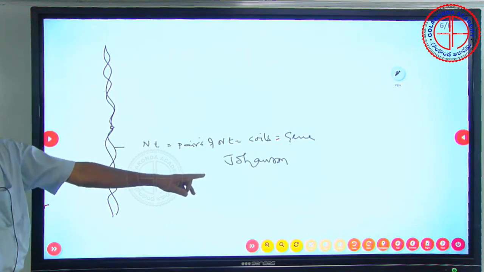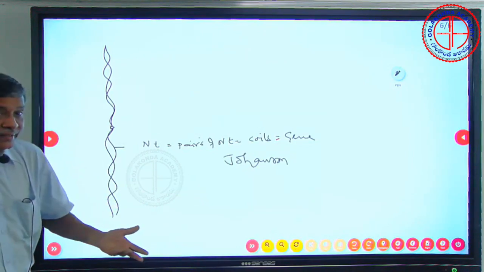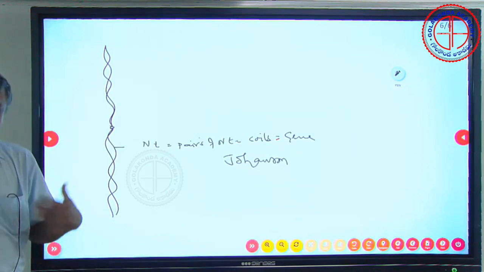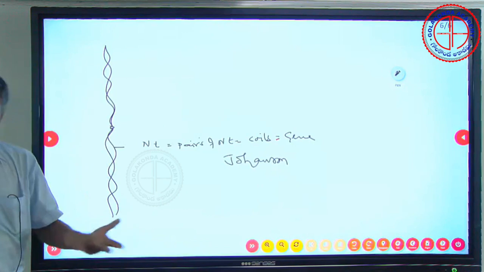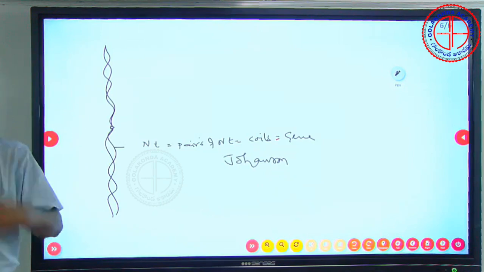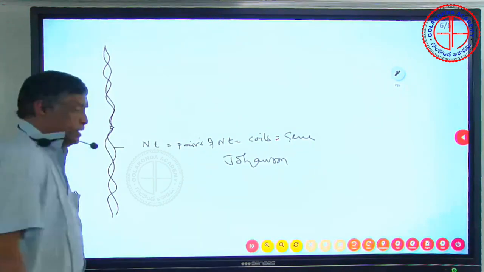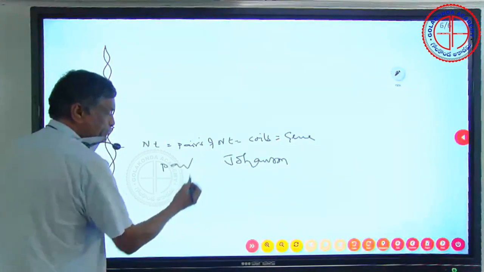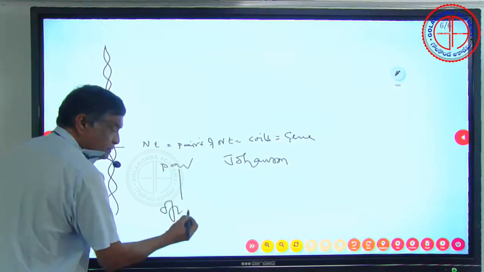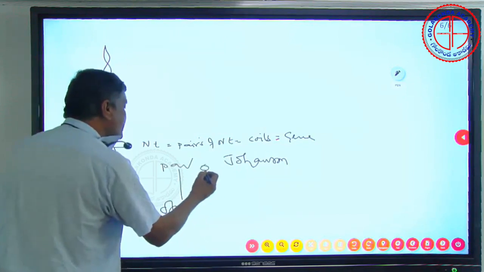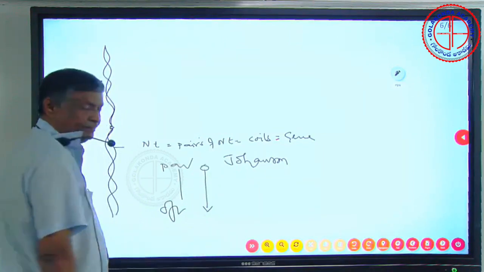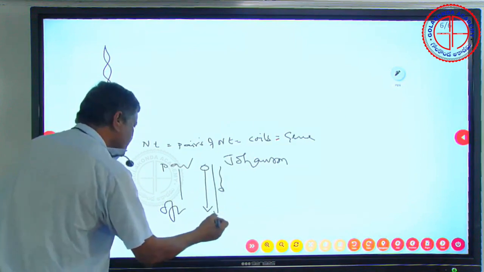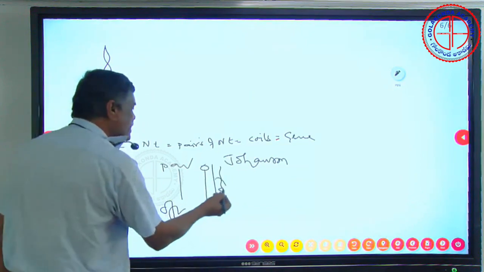What is a gene? A character determining part of DNA is known as a gene. And a gene is also considered as what passes from parents to offspring. If a character is carried by a part of DNA from parents to the next generation, that part of DNA is also known as a gene.